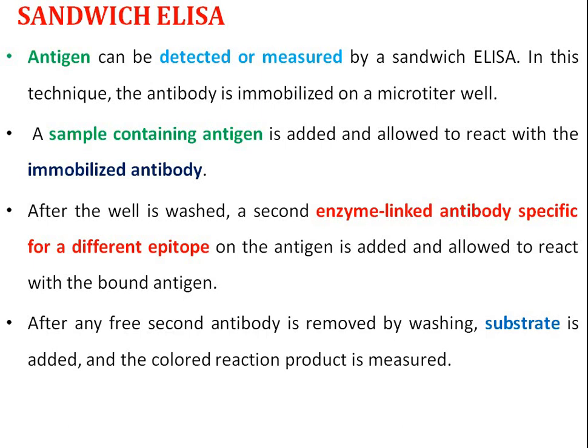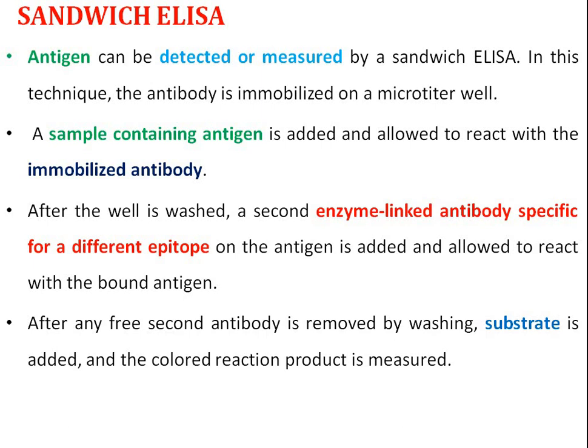After the well is washed, a second enzyme linked immunoglobulin specific for a different epitope on the antigen is added and allowed to react with the bound antigen. After the completion of the incubation period, the free second antibody, that means unbound antibody, is removed by the washing process. Then finally we have to add substrate.